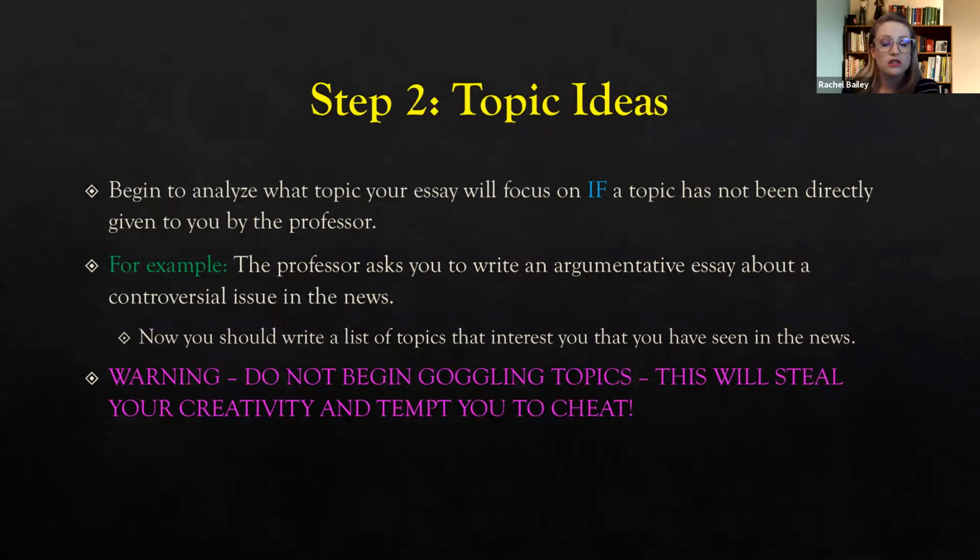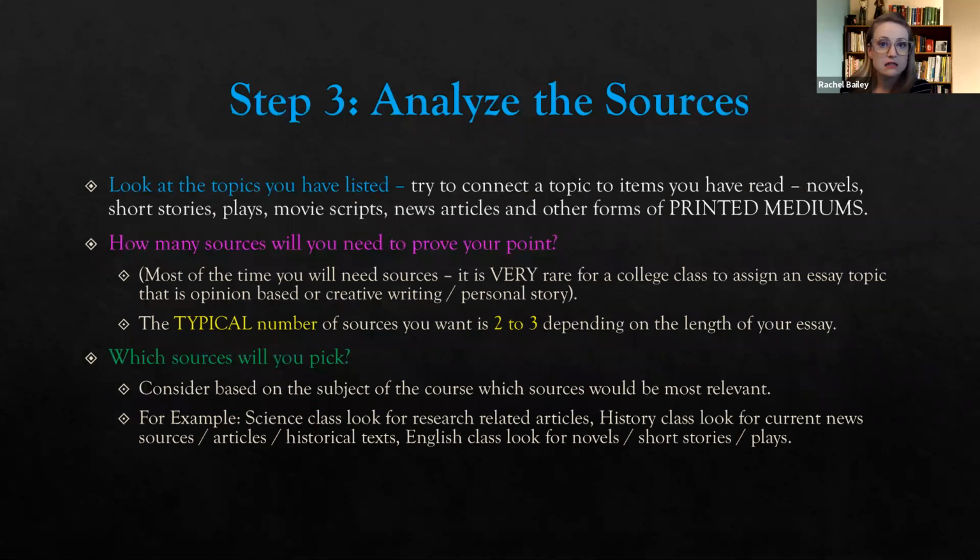Next, analyze the sources. So after you generate a list of ideas that your essay could potentially be about, now start asking yourself, have I read anything in the news, in an article, perhaps a textbook, perhaps a novel? Have I read anything that I could relate to one of these topics I'm interested in? Remember, if you can write about something you're interested in, or if you can connect yourself to something that you're studying, then you're going to be able to do a better job on whatever product you're being asked to create.